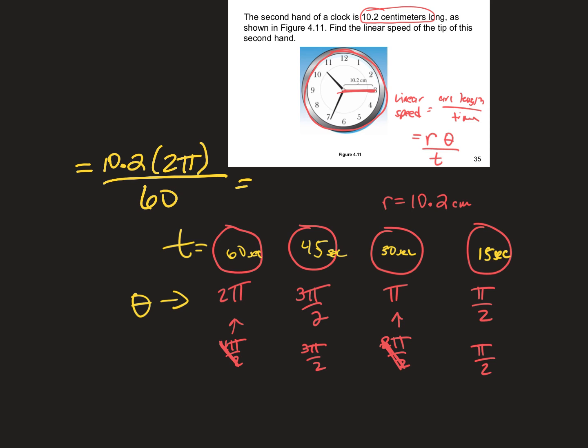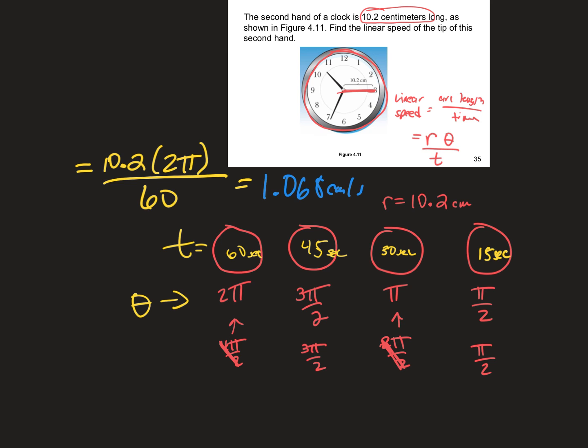And we do that in our calculator. What do you guys get? Do 10.2 times 2 pi. Hit enter, then hit divided by 60. You guys got 1.068, you said. Let me write that. 1.068. So it's centimeters per second.